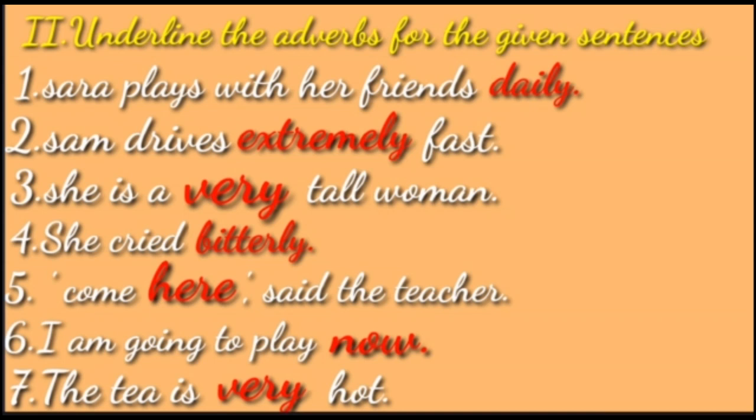Fifth one, come here, said the teacher. So, this is an adverb of place. An adverb of place tells us where an action takes place. Here, come here, said the teacher. The adverb is here. So, where does the action take place? Here. So, adverb of place.